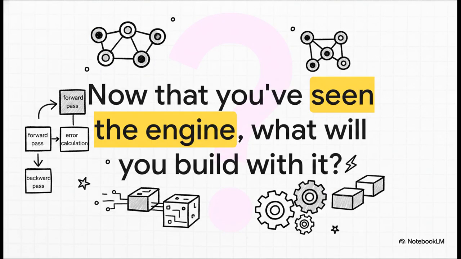So that's really it. The magic of machine learning isn't really magic at all. It's just a simple loop: guess, check your error, and adjust. By understanding these first principles, you're not just a user of a tool anymore. You actually understand the engine. So, the only question left is, what are you going to build with it?